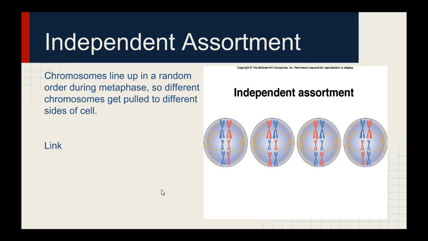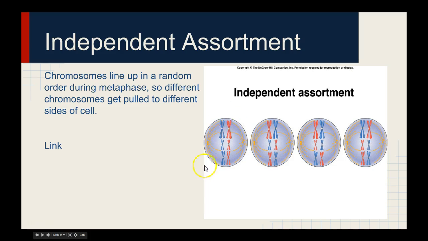All right, there's another part of this called independent assortment, and it's super confusing to explain. There's an animation. I'll put a link to it in the video when I'm done, another separate animation that probably does a better job than I will. But basically what it means is that when the chromosomes line up in metaphase, that order is random. And so you never know which chromosome is going to get pulled to which side of the cell. And because that's random, variation is created by that, because it's never the same chromosomes going to opposite sides of the cell.